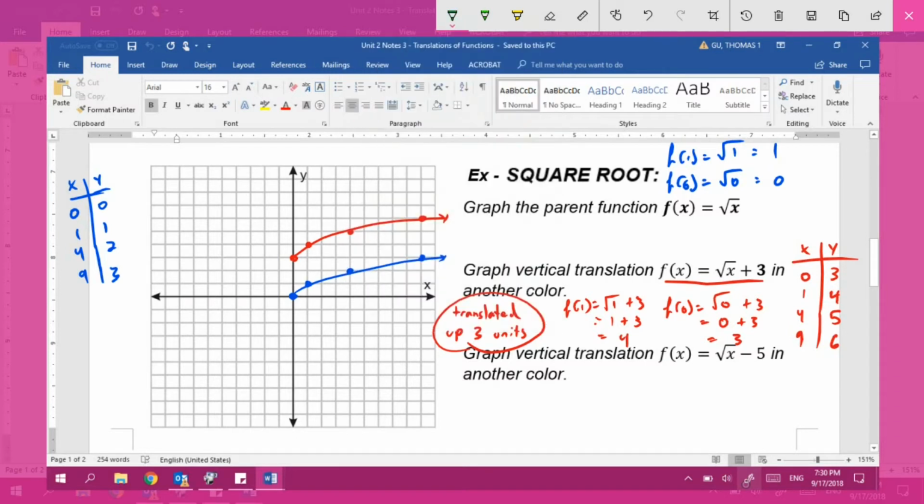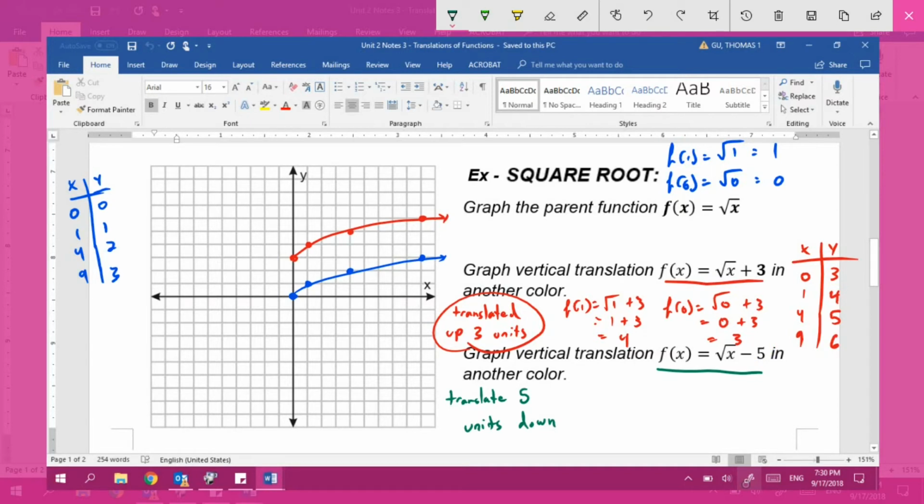So watch this. Another way we can utilize our knowledge of translations. Look at this last one. F of x equals square root of x minus 5 in another color. Looking at this equation, where do we think our graph will move? We would think that the graph translates 5 units down because of this minus 5 at the end.